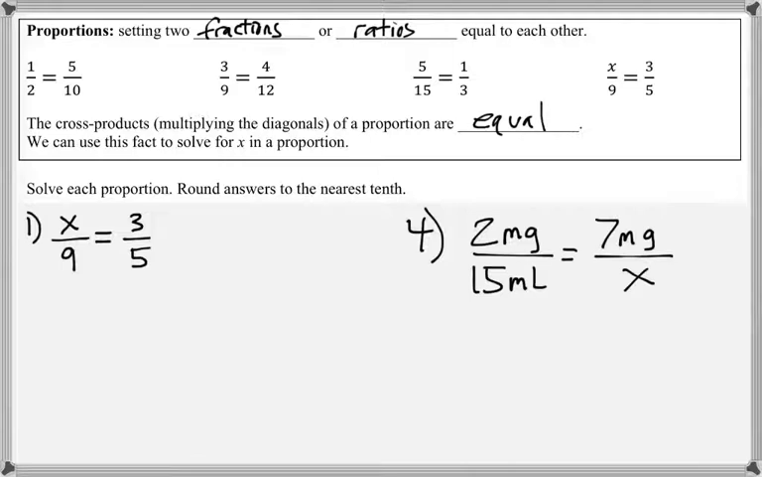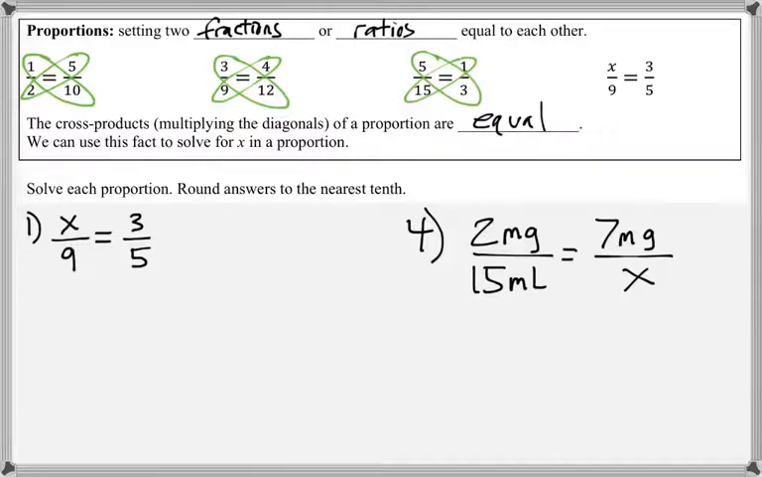So let's see if this is the case here. 2 times 5 is 10, and 1 times 10 is 10. 9 times 4 is 36, and 3 times 12 is 36. 1 times 15 is 15, and 5 times 3 is 15.